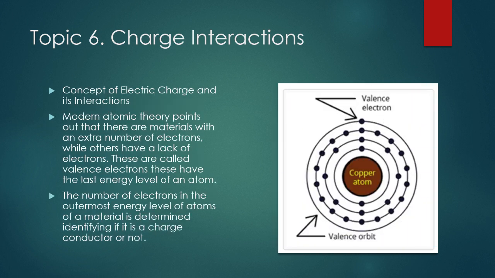Concept of electric charge and its interactions. Modern atomic theory points out that there are materials with an extra number of electrons, while others have a lack of electrons. These are called valence electrons. These are in the last energy level of an atom. The number of electrons in the outermost energy level of the atoms of a material is determined by identifying if it's charged, conductive or not.